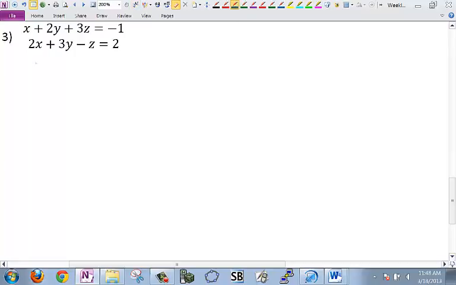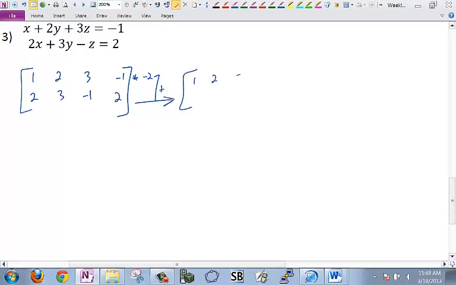So you can still put this into a matrix. 1, 2, 3, -1, 2, 3, -1, 2. So if we multiply this first row by -2 and add it to the second row, the first row is going to be 1, 2, 3, negative 1. The second row is going to be 0, negative 1, negative 7, and 4. And that's your REF, besides maybe calling this positive 1, positive 7, negative 4. That's REF. And so we'll stop right there.